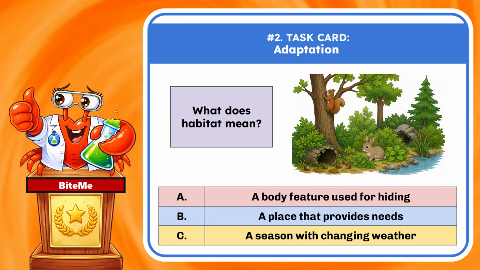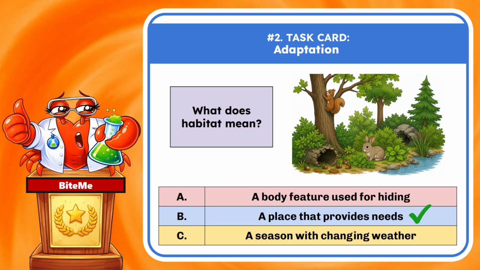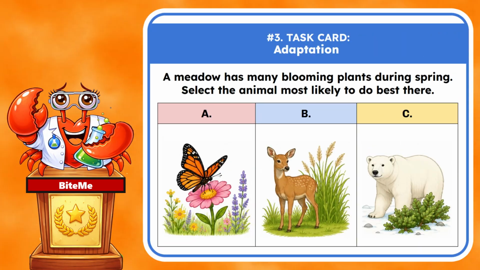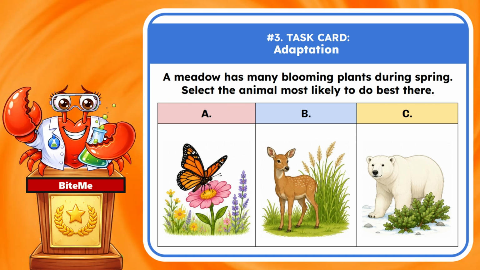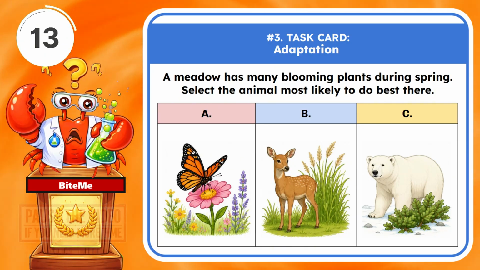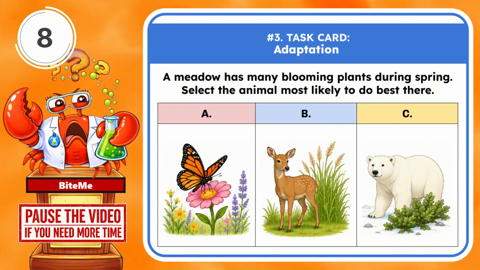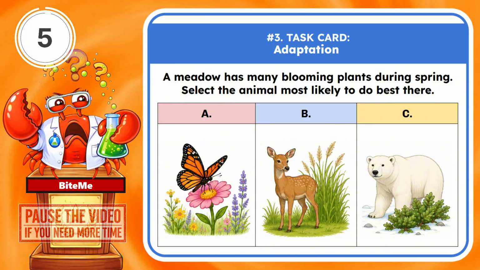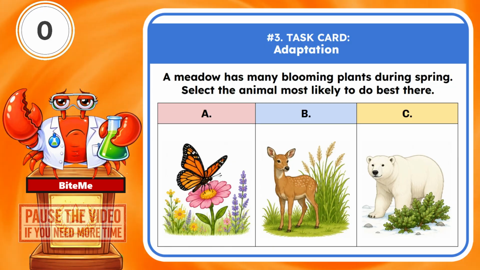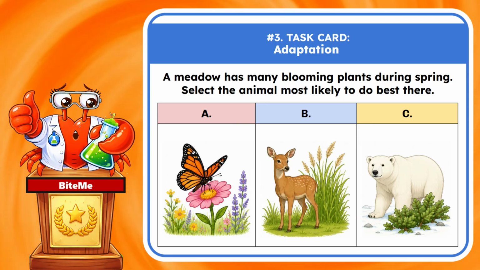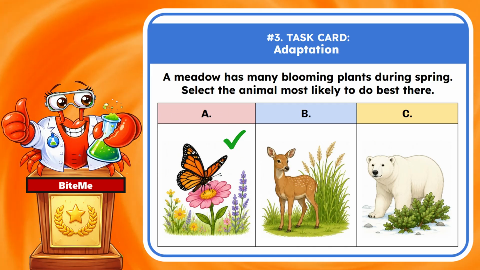And the correct answer is letter B, a place that provides needs. A meadow has many blooming plants during spring. Select the animal most likely to do best there. And the correct answer is letter A, butterfly on a flower.